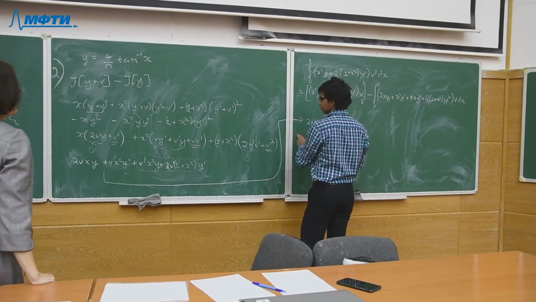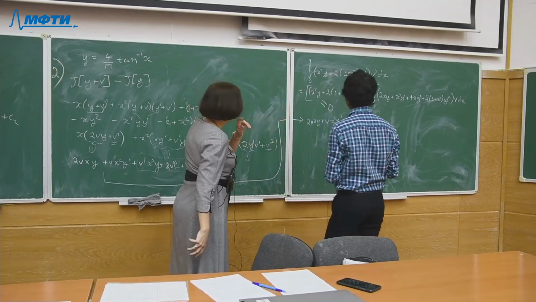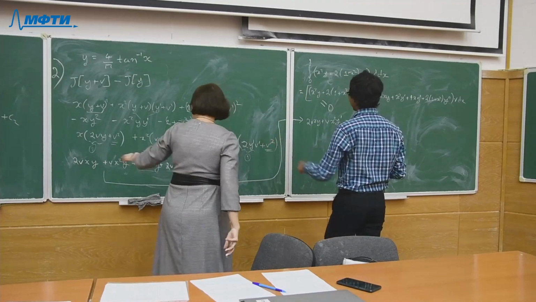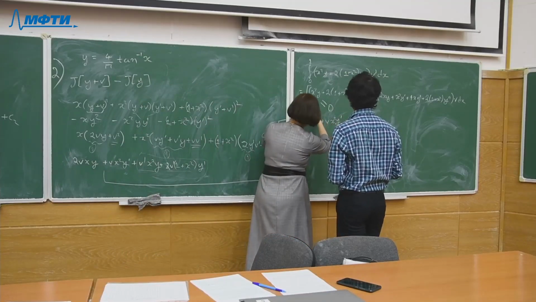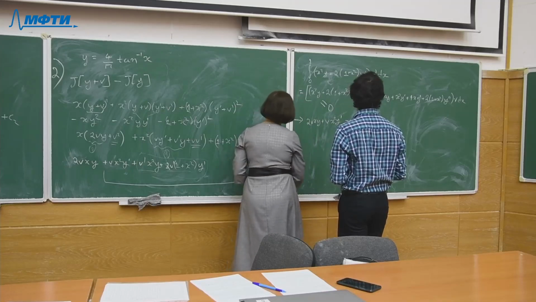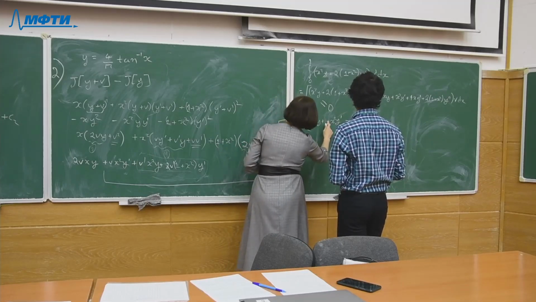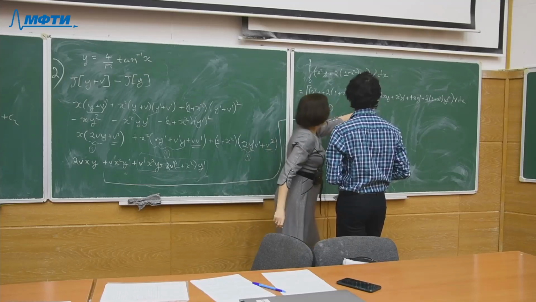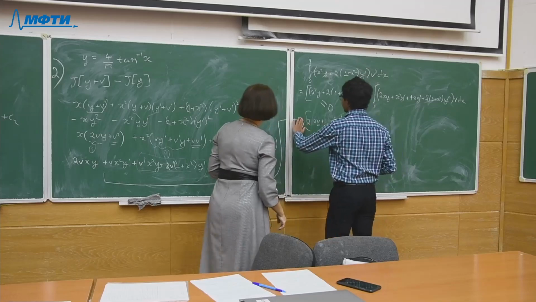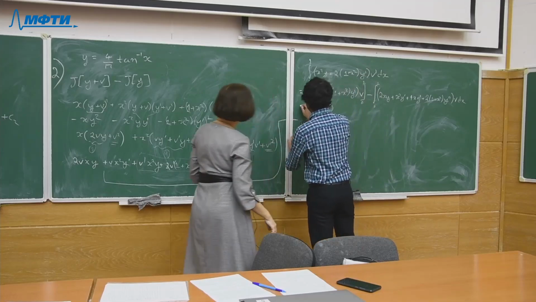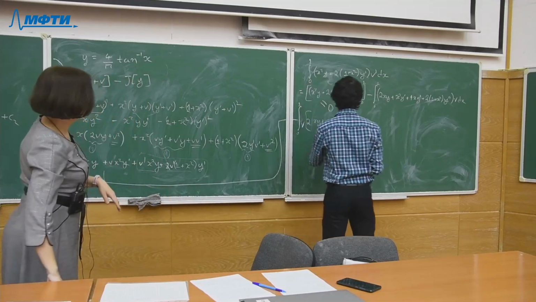Minus that part. This is all. And v must be factored out, so v must be here. And minus all these terms, minus 2xy and so on. Then there will be an integral.